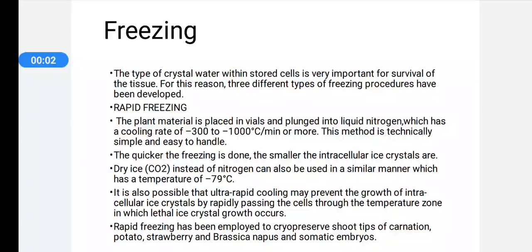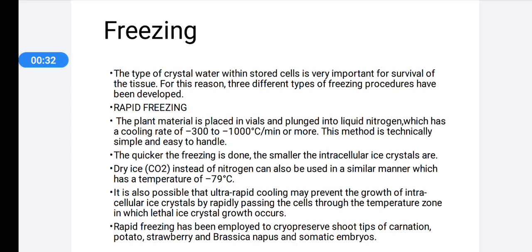Welcome back. Now we will discuss the next step in cryopreservation, that is freezing. The type of crystal water that is stored in the cells is very important for the survival of the tissue. It is for this reason that three different types of freezing procedures have been developed. First is rapid freezing, then stepwise freezing, then slow freezing. First we will discuss rapid freezing.